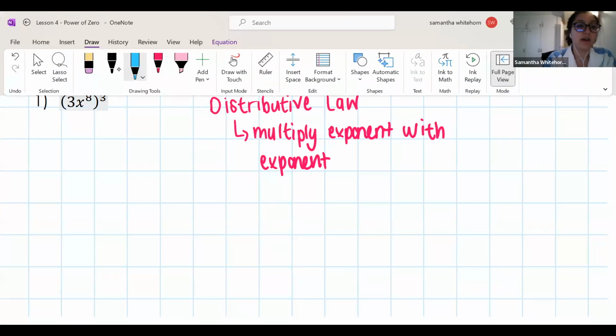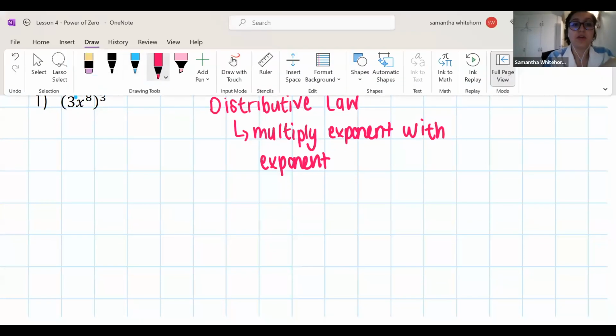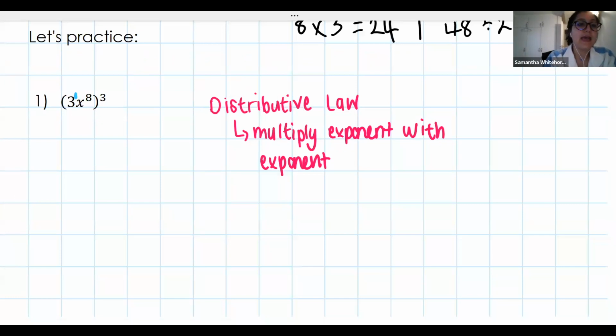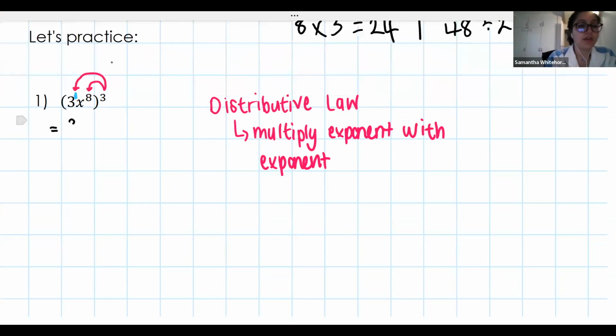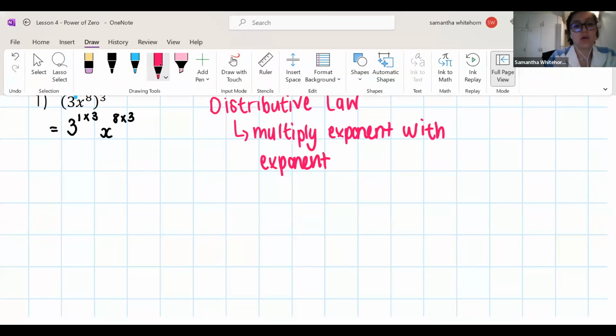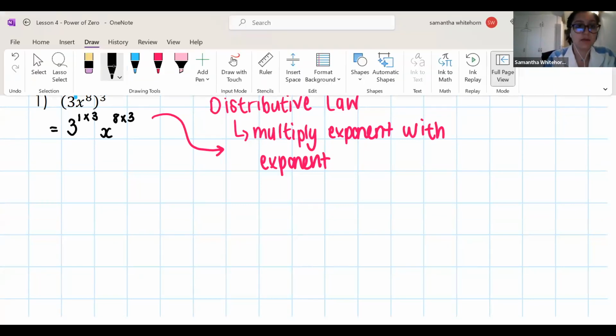What we do know, however, is that this coefficient of 3 does actually have an invisible exponent of 1. We don't write it there, but we know it's there. And so when we distribute this 3 into our bracket, we are going to distribute it to all exponents inside our bracket. That means I'm going to end up with 3 to the power 1 times 3 and x to the power 8 times 3. Again, I am only multiplying exponents with exponents. That is very, very important.